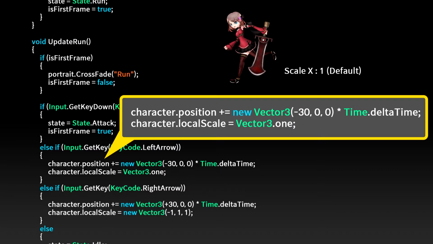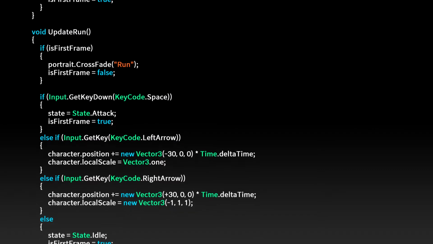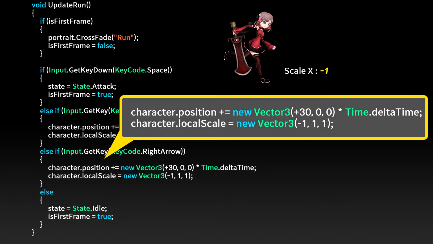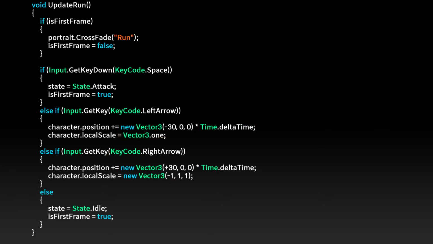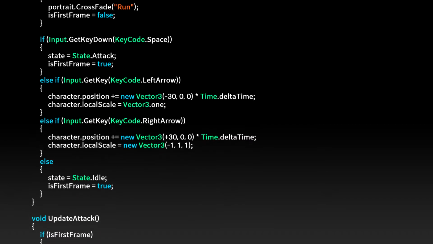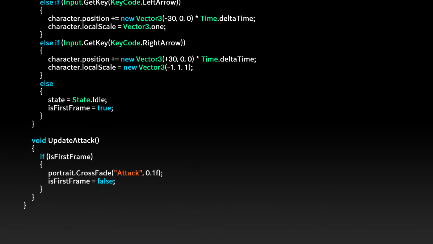Since the character is looking left by default, the scale value is set to the default value. Conversely, when the right arrow key is pressed, the character should be looking to the right, so change the scale's X value to -1. If there is no key pressed, it goes into the idle state. The UpdateAttack function is very simple.